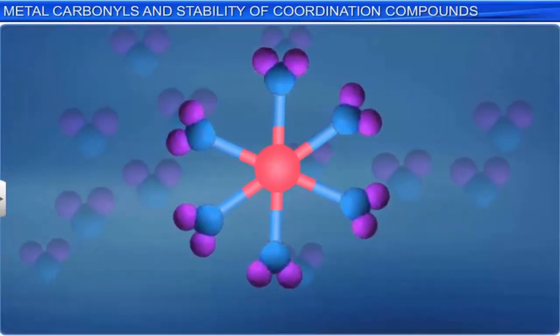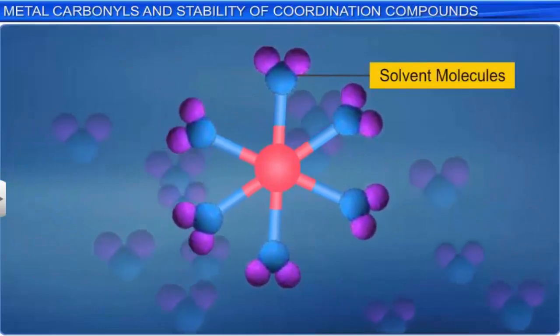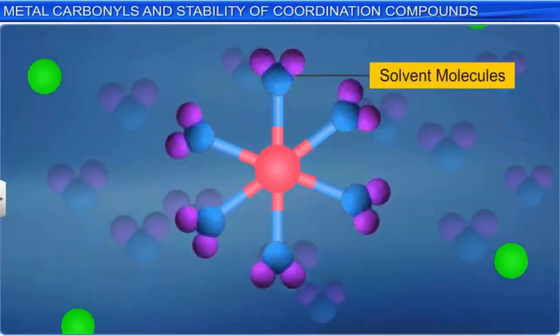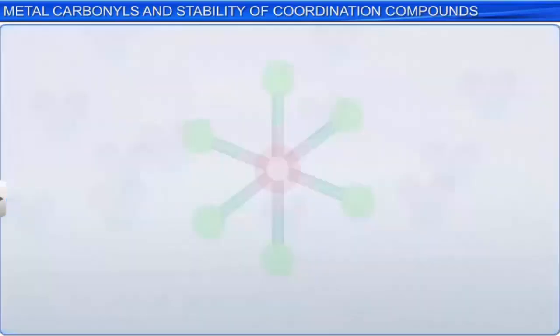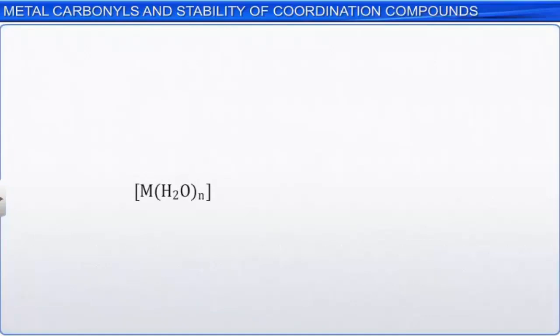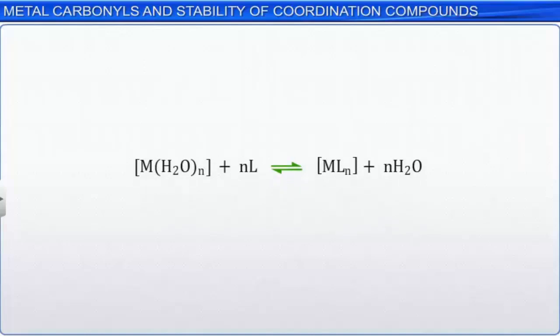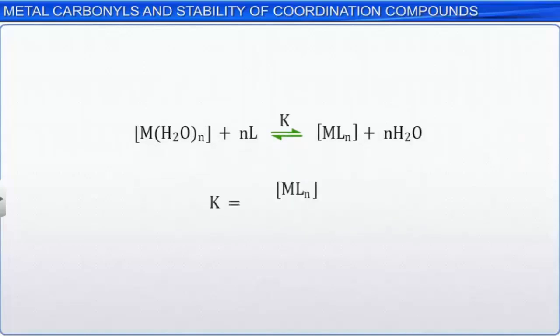Consider the reaction M(H2O)n plus nL in equilibrium with MLn plus nH2O. The stability constant for this equation can be written as K is equal to the concentration of MLn divided by the concentration of M(H2O)n multiplied by L raised to the power of n. Note that the molar concentration of water is ignored because its concentration remains almost constant. This reaction is assumed to take place in several steps with suitable formation constants in each step.